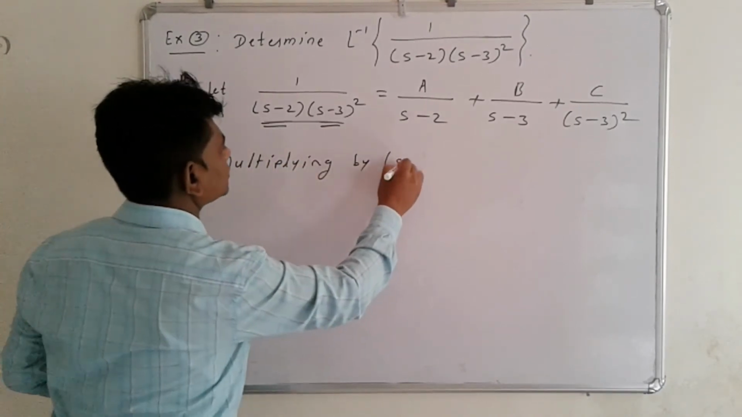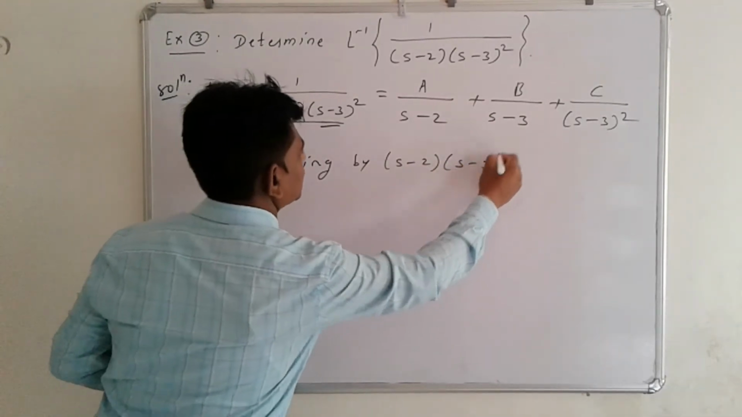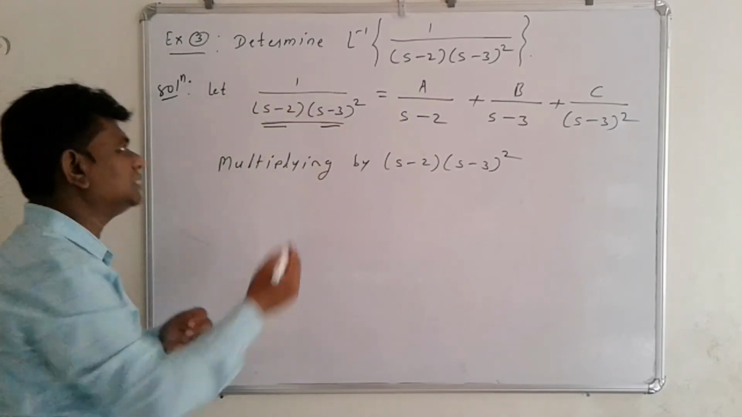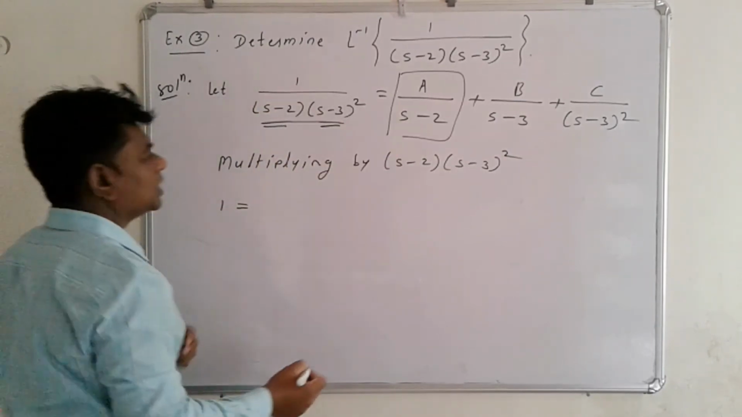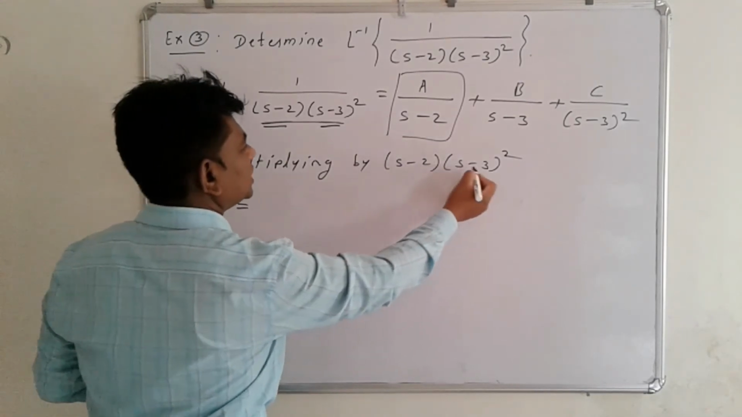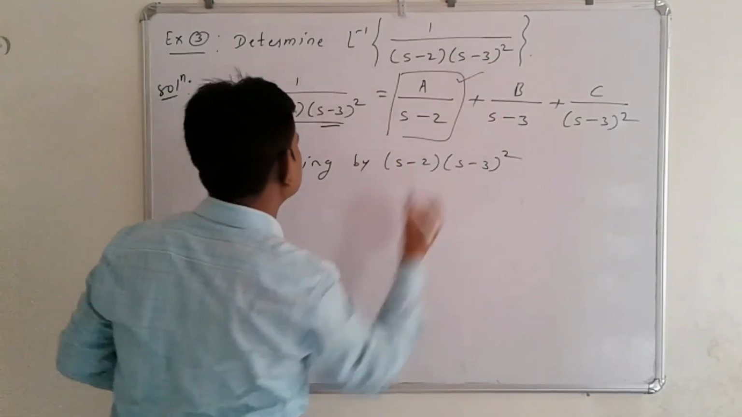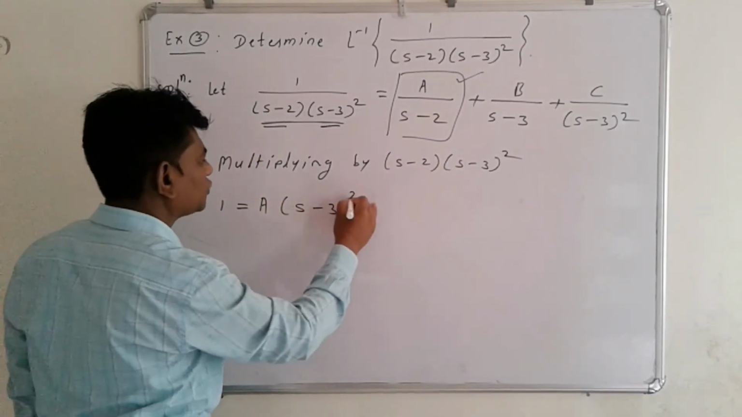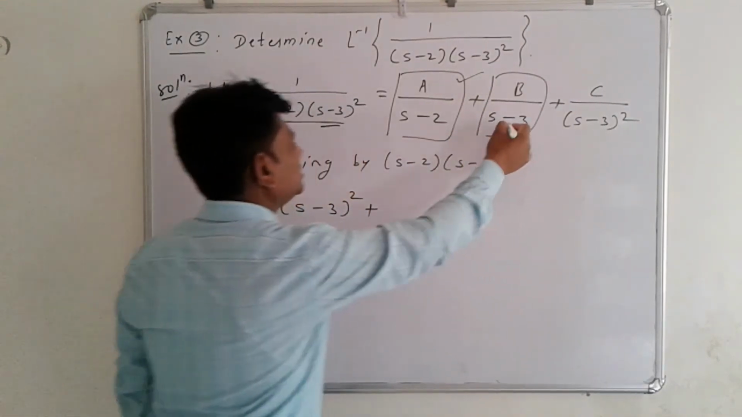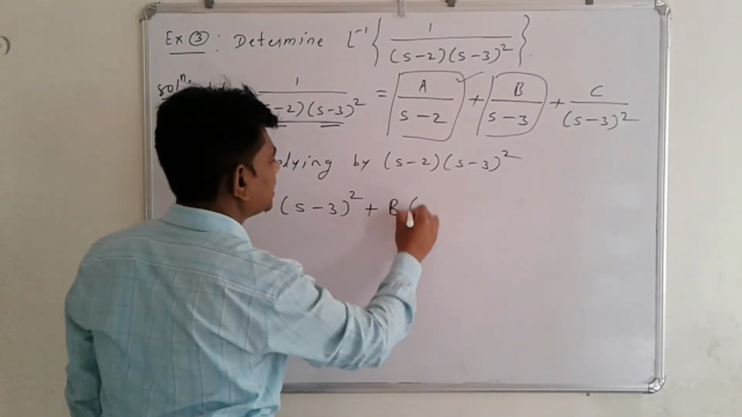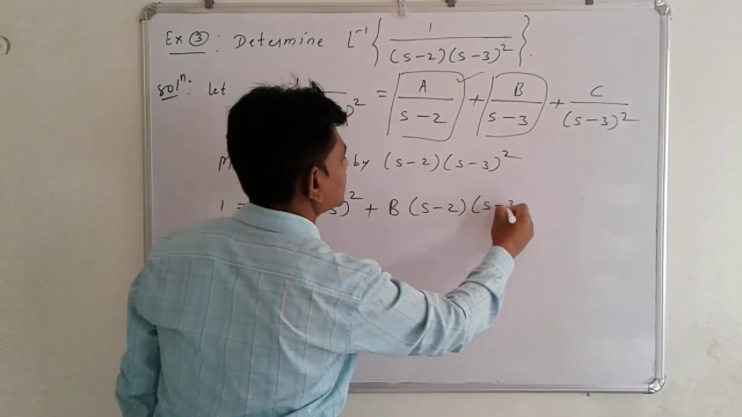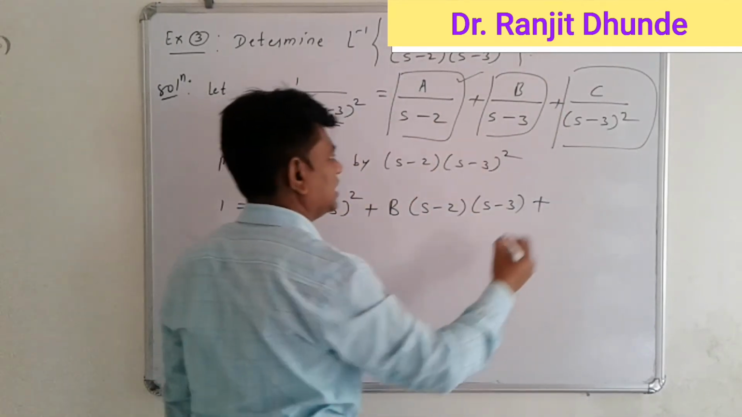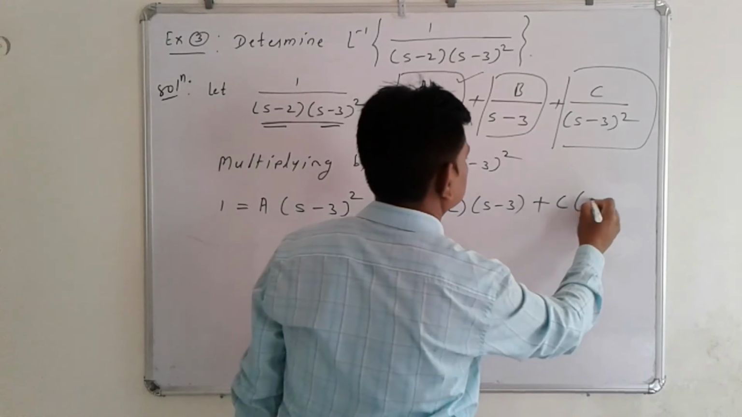Now multiplying this whole equation by (s minus 2)(s minus 3) whole square, by using this multiplication the whole denominator gets cancelled, and the answer is 1 is equal to: multiplying to the first term, we get A times (s minus 3) whole square, since s minus 2 gets cancelled, plus in here s minus 3 gets cancelled, so B times (s minus 2)(s minus 3), plus in here (s minus 3) whole square gets cancelled, so C times (s minus 2).